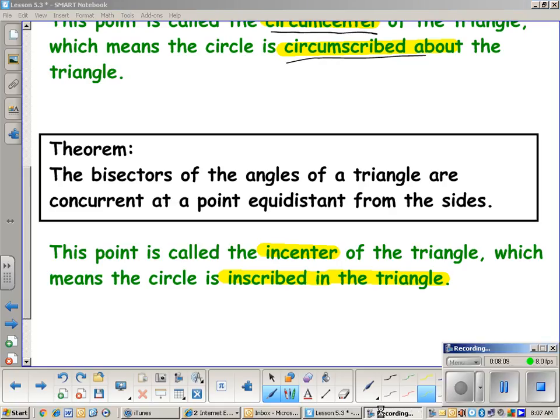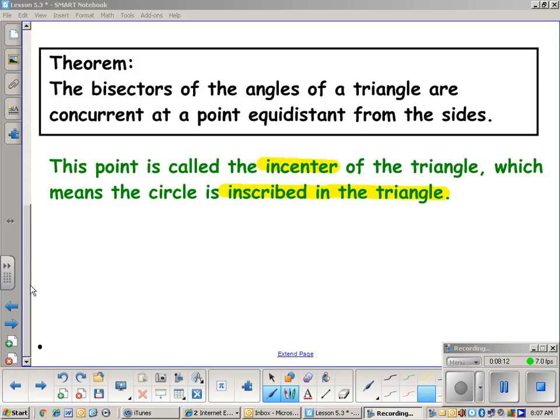Yeah. So now if we go to the next theorem, it says the bisectors of the angles of a triangle are concurrent. Concurrent means they all meet at the same point, right? So the bisectors of the angles are concurrent at a point that's equidistant from the sides. This point is called the incenter of the triangle, which means the circle is inscribed in the triangle. Okay? It's the incenter, it's inscribed in the triangle.